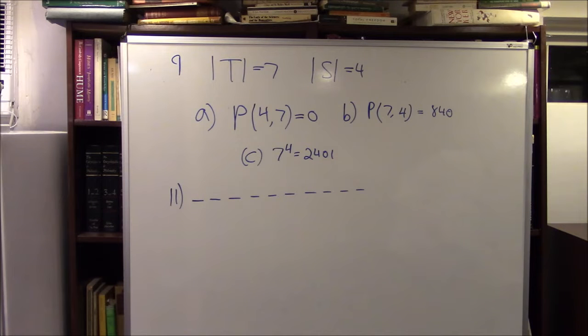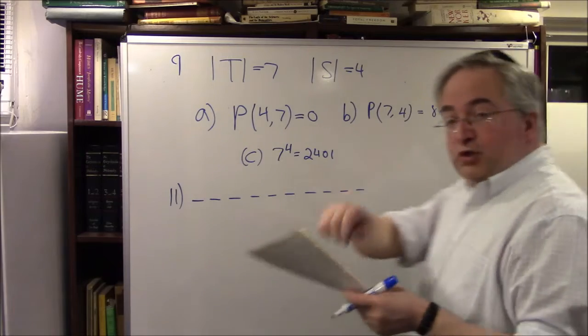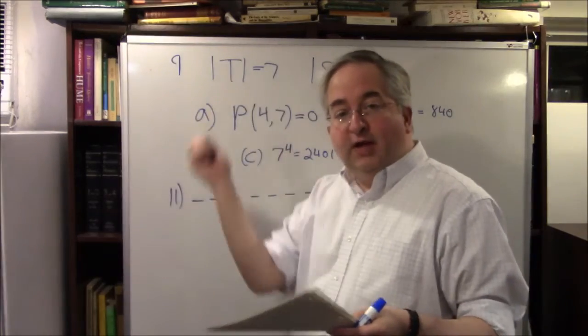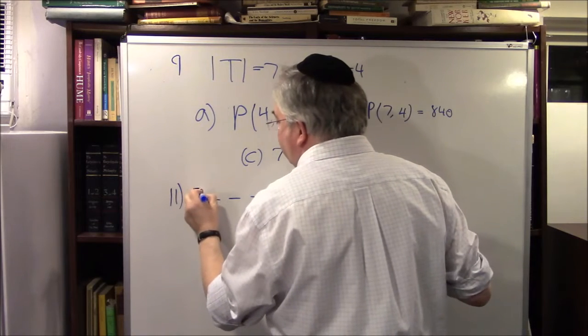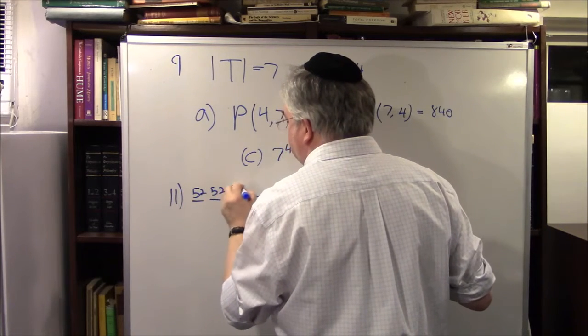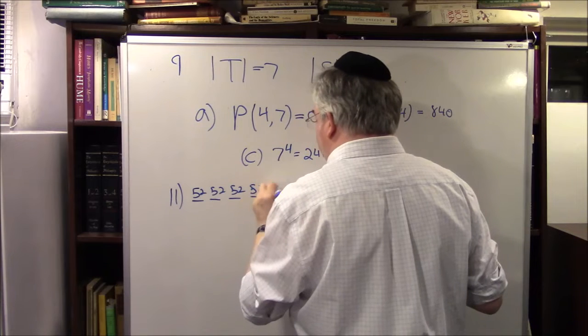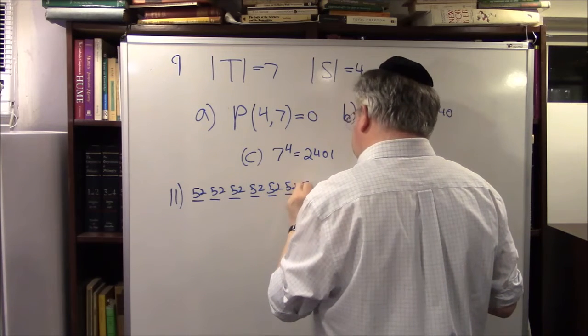Cards are drawn from a deck with replacement. That means you take out one, you put it back. You take out one, you put it back. So you have 52 possibilities for this, 52 possibilities for this, 52 possibilities for this, etc.